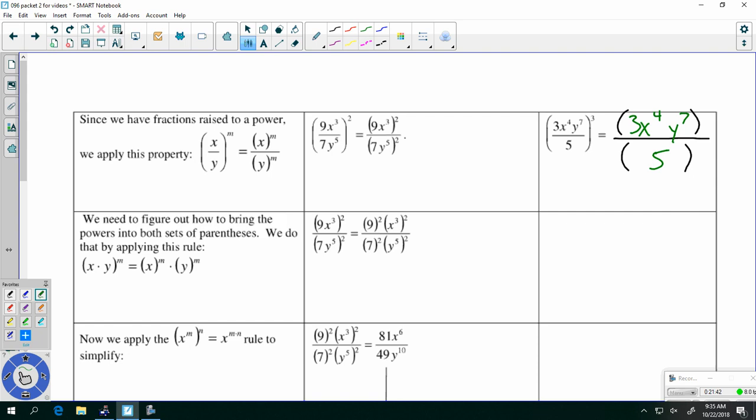Both in their own parentheses. And then the pseudo-distributive property says that each parentheses gets the exponent. In this case, the exponent is right here. It's a 3. So this one gets a 3, and this one gets a 3.